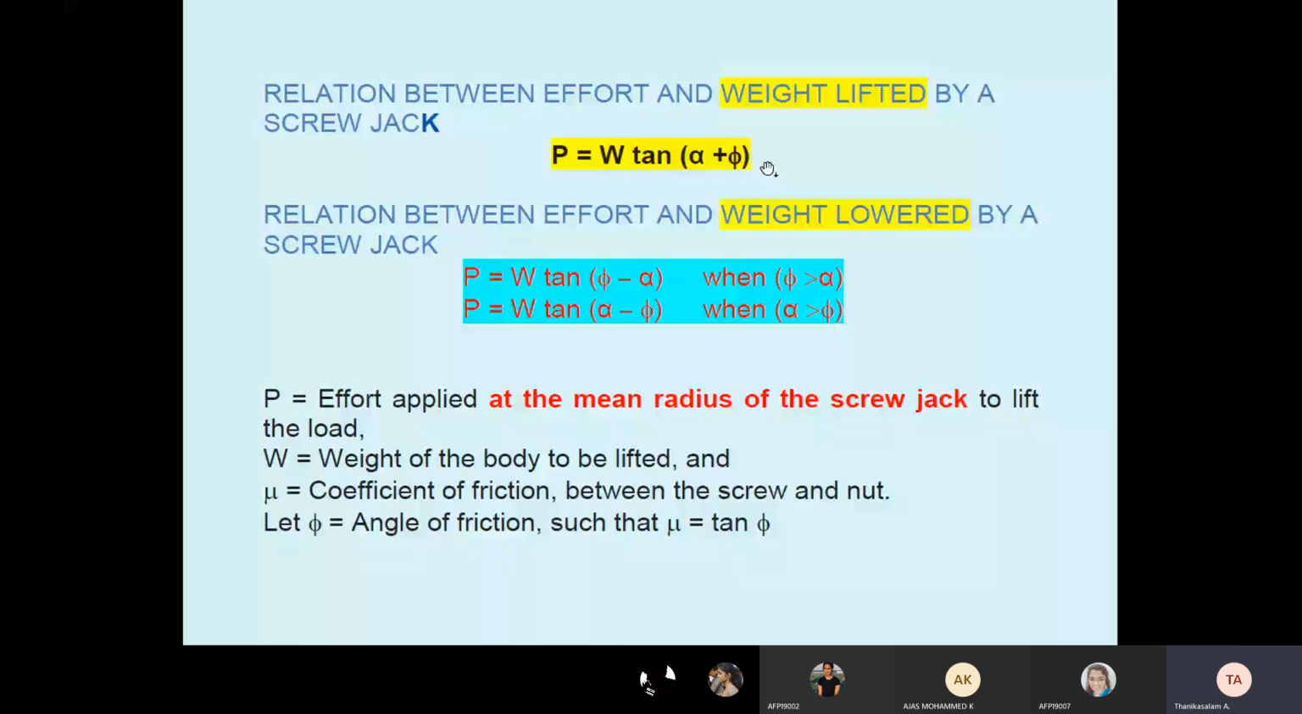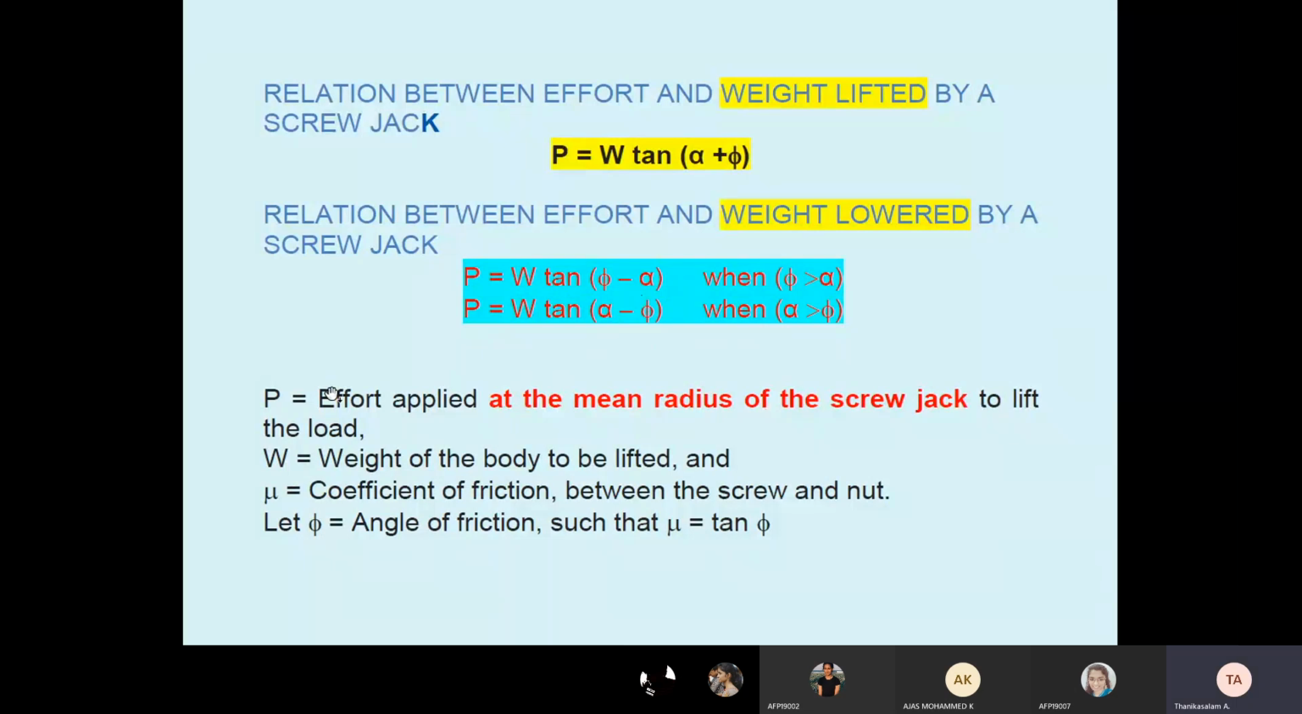This is the P. See here. P equal to effort applied at the mean radius of the screw jack to lift the load. W is the weight of the body lifted. Mu equal to coefficient of friction between screw and nut. Angular friction such that we know mu equal to tan phi. So for lifting there is only one formula. For lowering the load: P equal to W tan of phi minus alpha, or alpha minus phi. Suppose phi is greater than alpha, you use the first formula. Suppose alpha is greater than phi, you use the other formula. Lower the weight.